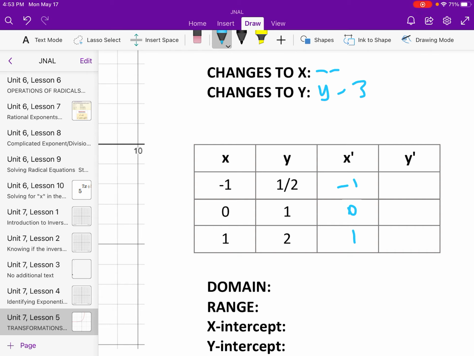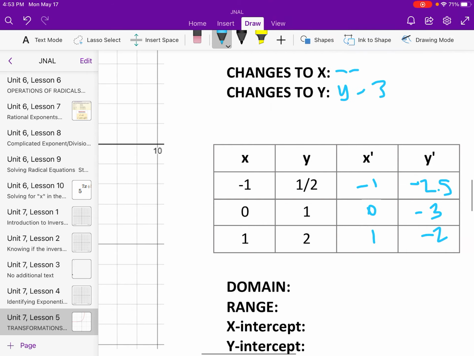Okay, then 0 minus 3, negative 3. 1 minus 3, negative 2. So there we go. That is what we have here. So negative 1, negative 2.5. Oh, wait. Also, I forgot. We have another change to y because we have minus 3. That means that we have a new horizontal asymptote at y equals negative 3.